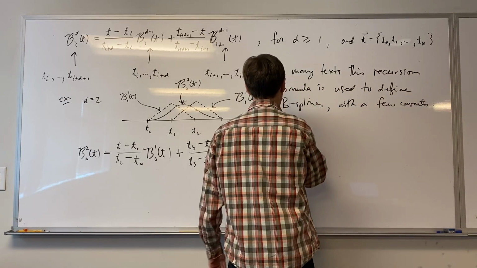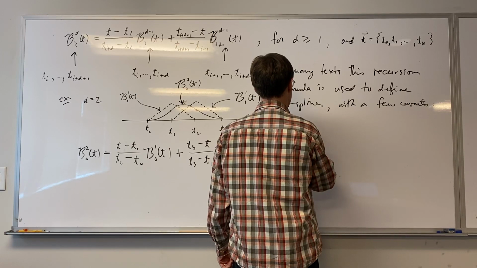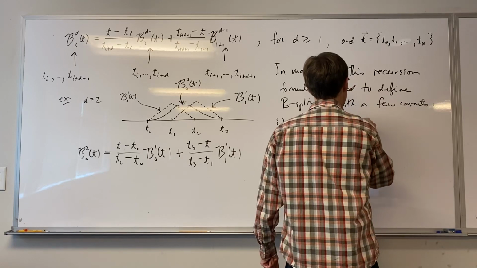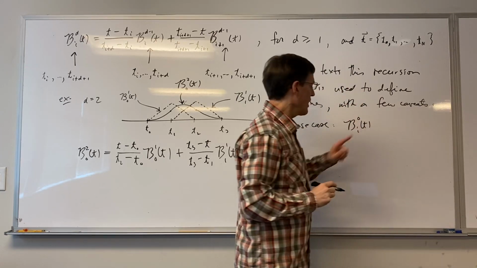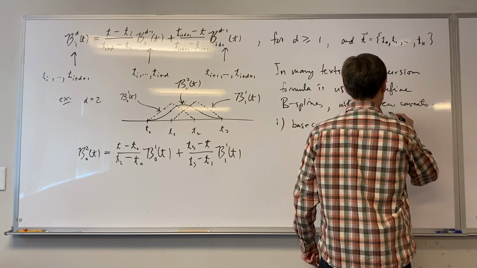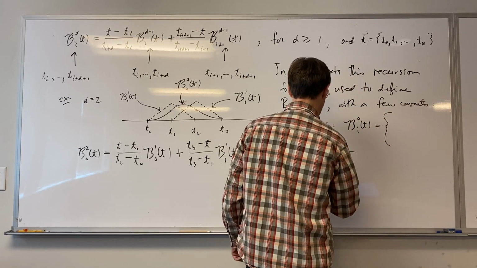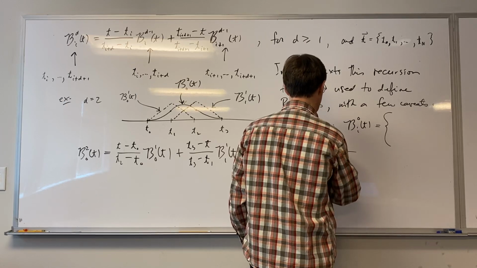Okay, so the first caveat is the base case has to be explicitly defined, right? And that's of course for degree 0. And so B_{0,i} of t is just defined to be the function which is given as the constant value 1 on the interval t_i to t_{i+1}.